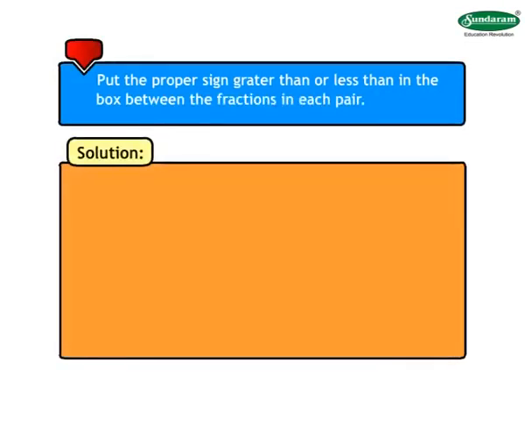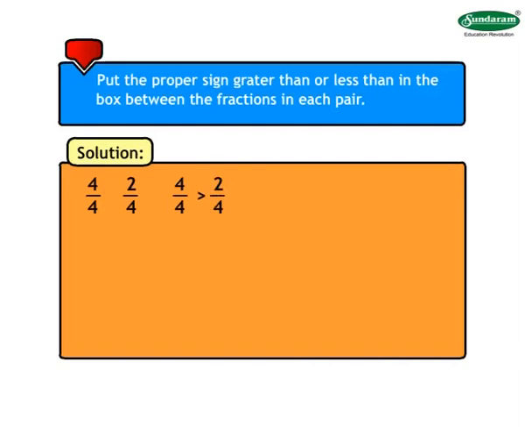Solution. 4 upon 4, 2 upon 4. Here the denominators are equal in both fractions. So we compare the numerators of the fractions. Numerator 4 is greater than numerator 2. 4 upon 4 is greater than 2 upon 4.